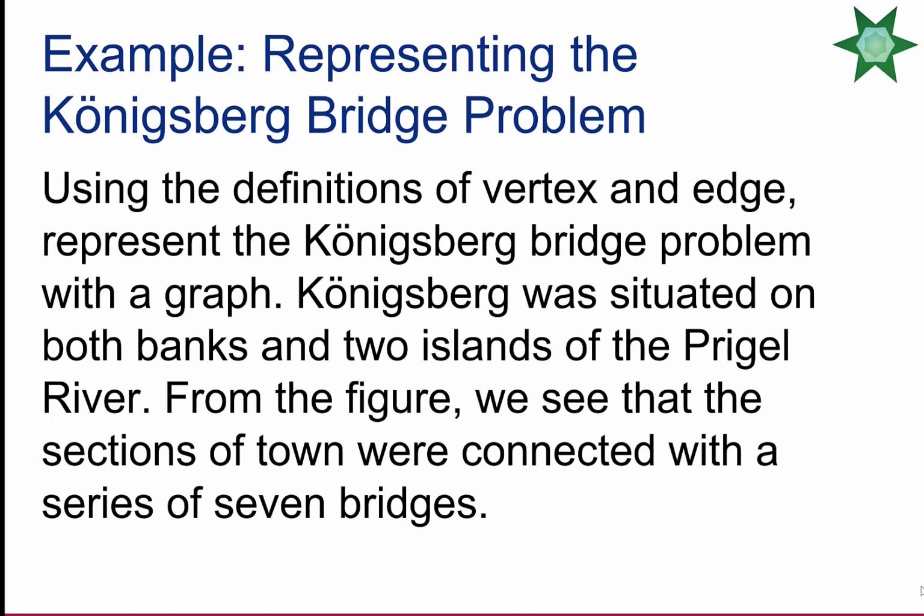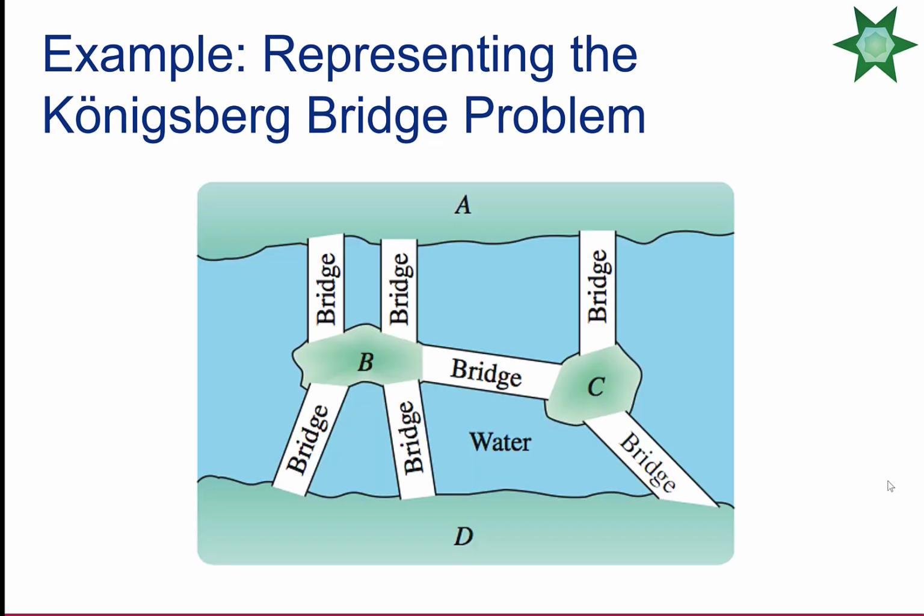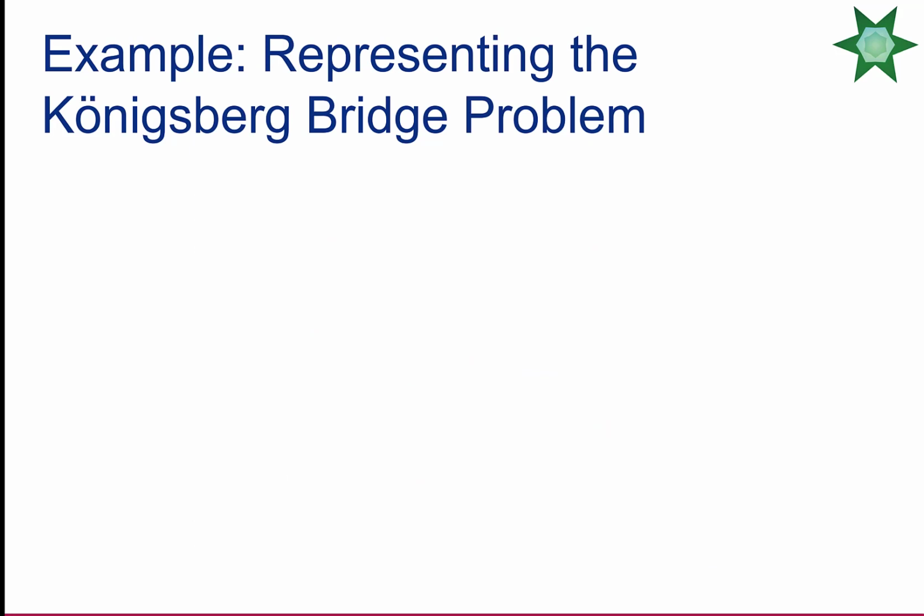Example: using the definitions of vertex and edge, represent the Königsberg bridge problem with a graph. Königsberg was situated on both banks and two islands of the Pregel River. From the figure, we see that the sections of the town were connected with a series of 7 bridges. There's a picture of the town, the 2 islands, and the 7 bridges. We'll come back to this in the next section.